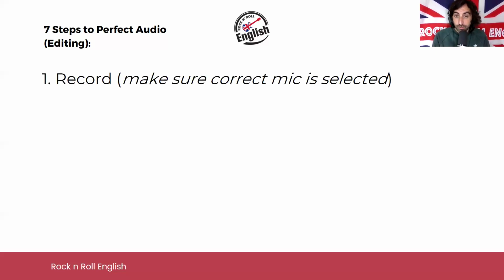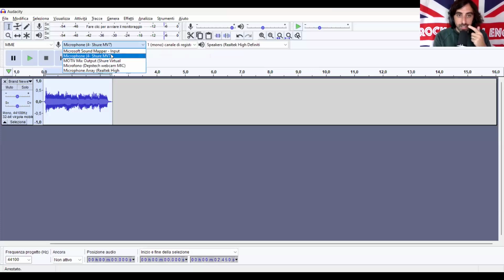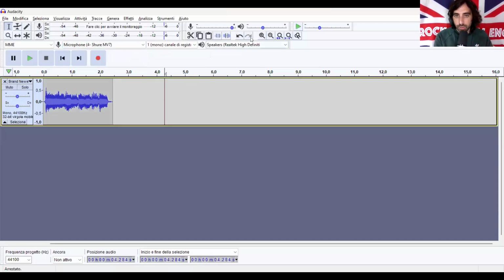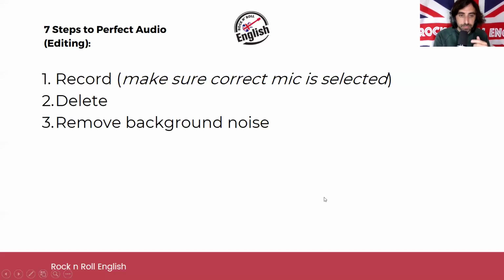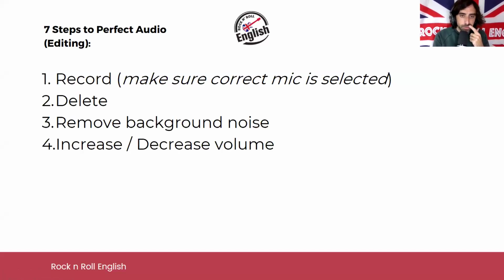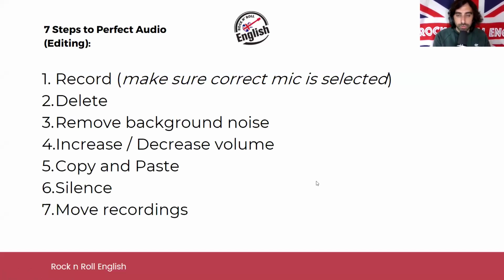So I record, obviously. Now, when you do this in Audacity, you need to make sure the correct mic is selected, because if you record on the wrong one, that's exactly what we saw earlier. So I record. I will demonstrate this all in a minute. Delete, obviously. Remove background noise. I'll show you what that means. Increase, decrease volume. Copy and paste. Silence. Move recordings. Okay, so now I'm actually going to make a recording, and then we can start.